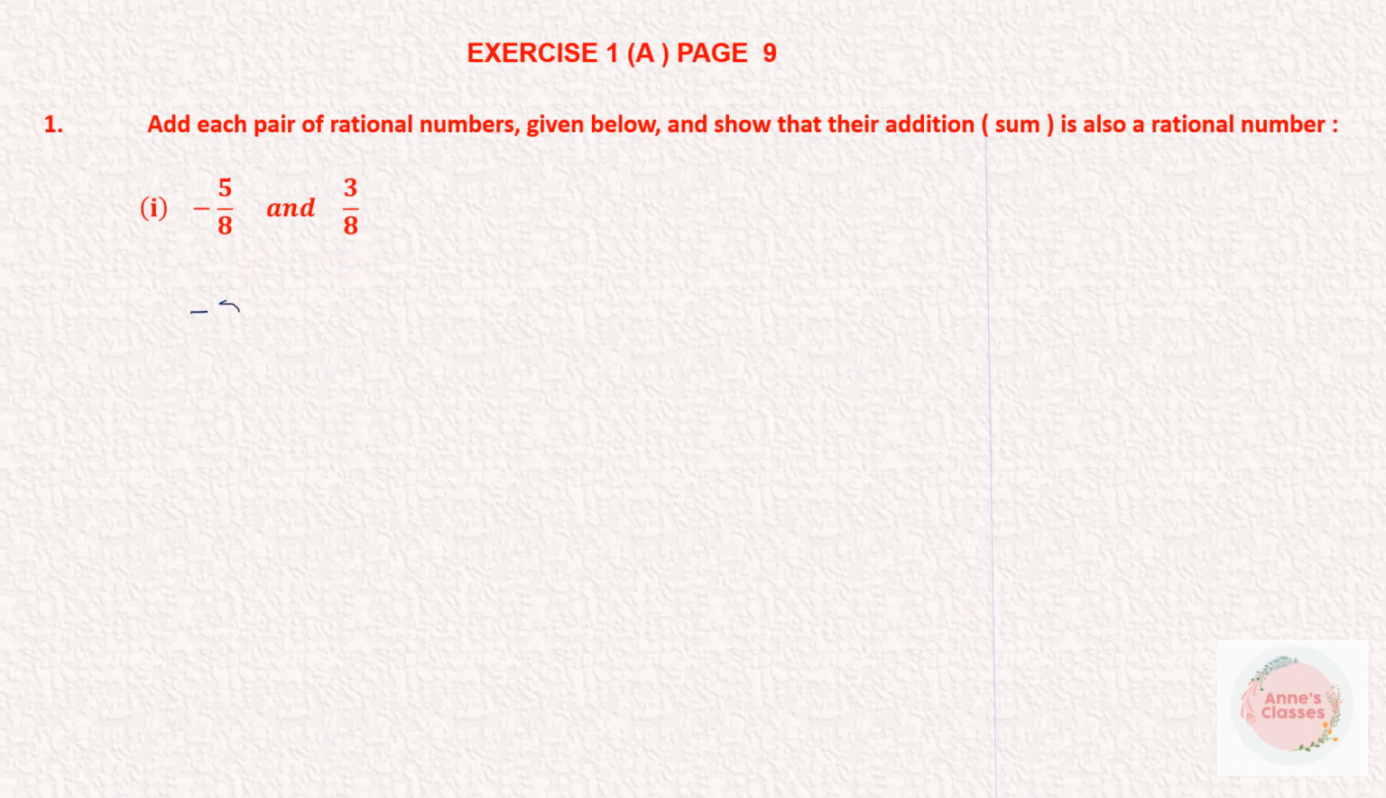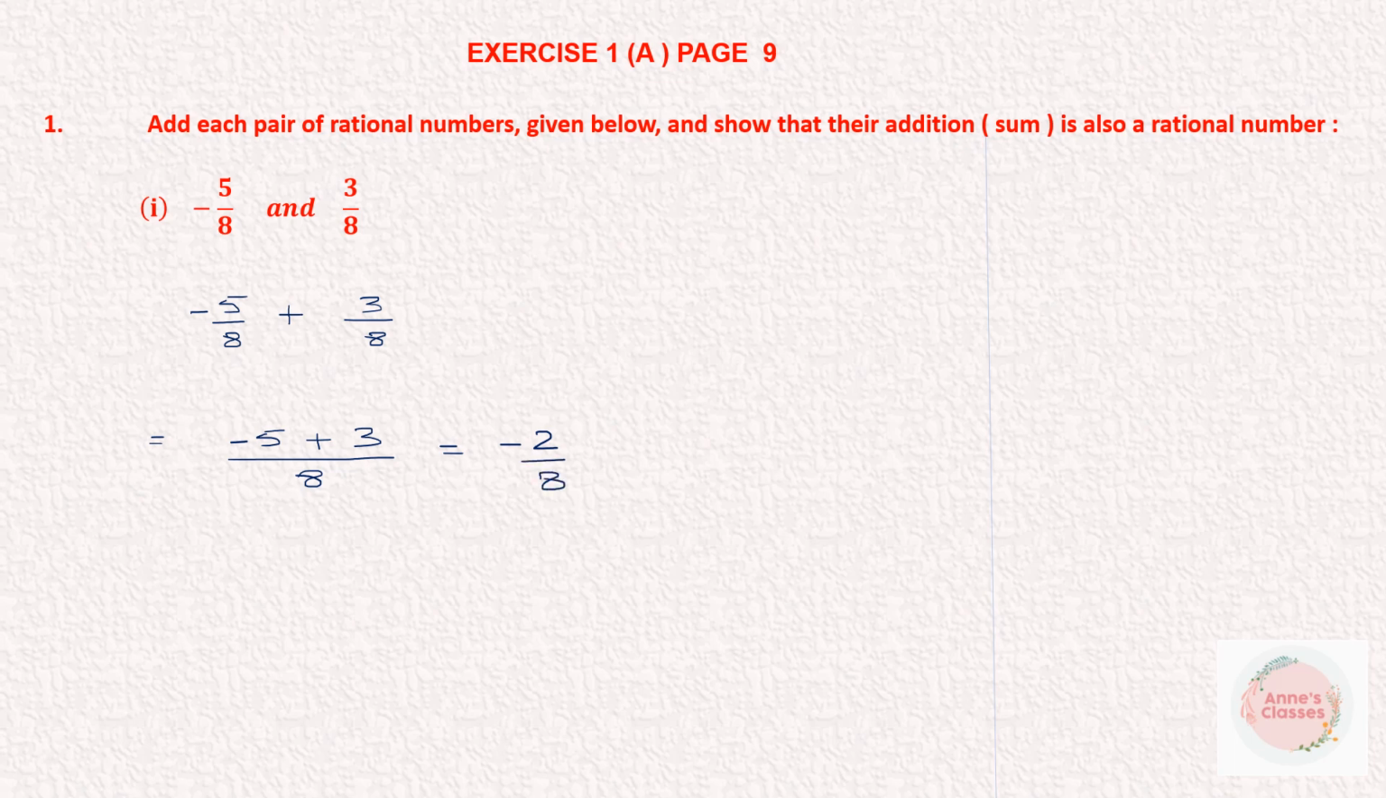So let's write that: minus 5 by 8 plus, we are adding it up, isn't it? 3 by 8. Now we have learned that when the denominators are the same, you can use the same denominator as the LCM. So here 8 will be our LCM. So if the denominators are the same, then we can write the numerators also as it is. So this will become minus 5 plus 3. Now minus 5 plus 3 signs are different. So put the sign of the bigger number, minus, and subtract. 5 minus 3 is 2. So we have minus 2 by 8.